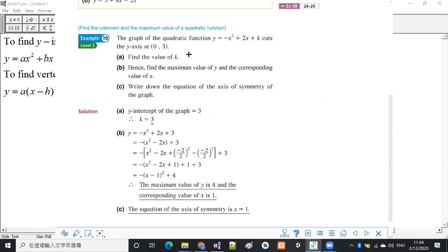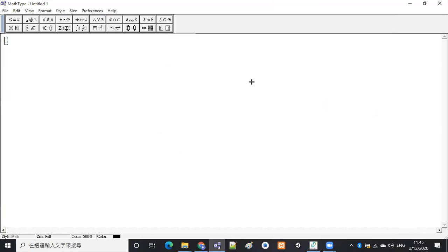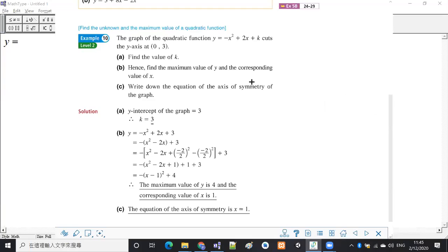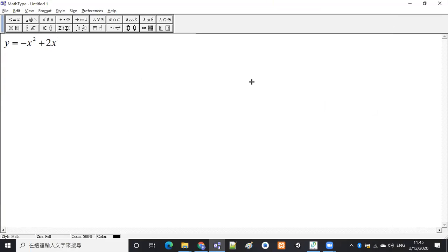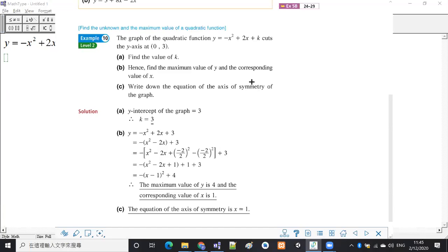Okay, so let's look at number 10. The graph of a quadratic function y is equal to negative x squared plus 2x plus k cuts the y-axis at 0, 3. So what information do we have now? So y equals negative x squared plus 2x plus k. Okay, and then cuts the y-axis at 0, 3, which means that the y-intercept is equal to 3, right? Okay, and then we need to put x to be 0 to find the y-intercept.